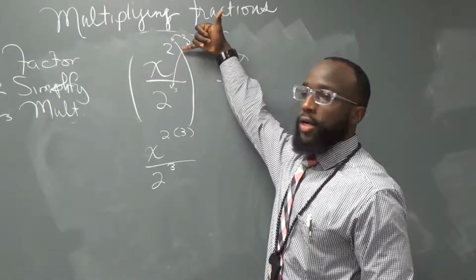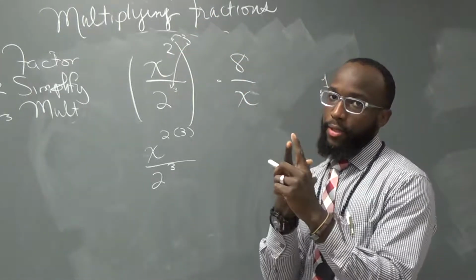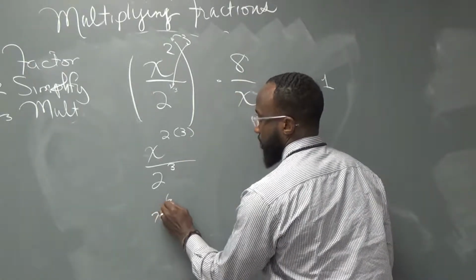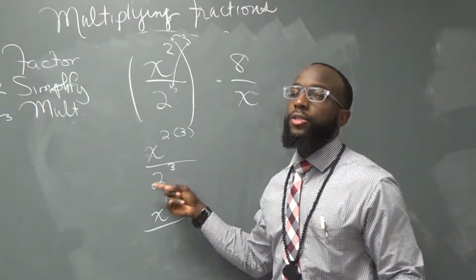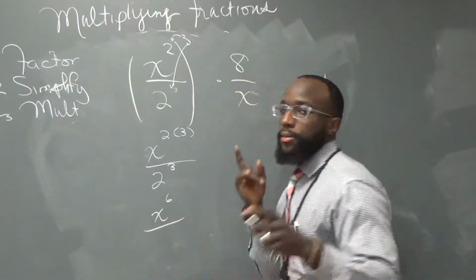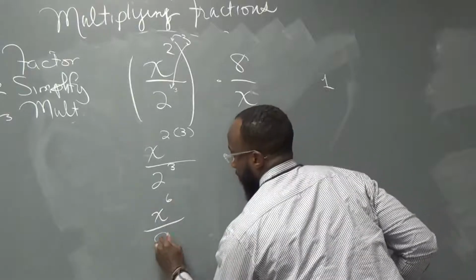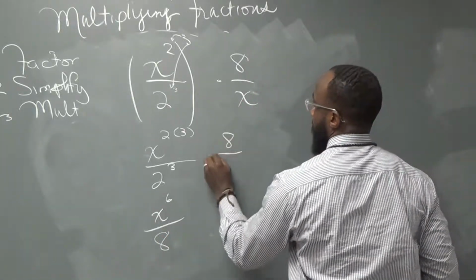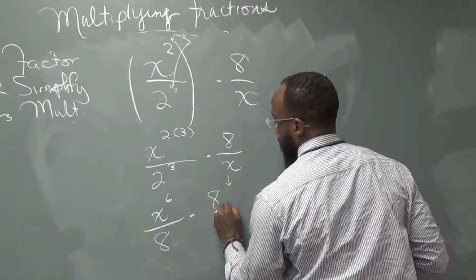Now, the rule of exponents is whenever a power is raised to a power, you multiply. So this is x to the 6th power over 2 to the third power, which is not 2 times 3. 2 to the third power is 2 times 2 times 2. So that's 2 times 2, which is 4, times 2 more, which is 8. So you got 8 here. Now we look at the other fraction where we had 8 over x, and we just bring it right back down. 8 over x.